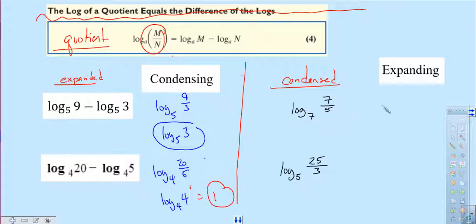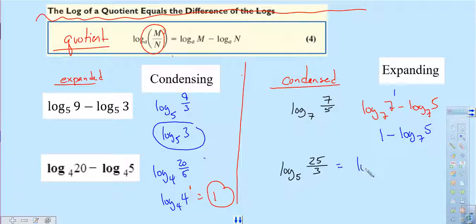If we're pulling apart or expanding and we have division, this becomes 2 logarithms, so log base 7 of 7 minus log base 7 of 5. Well, the second one's done. There's nothing that we can do to it. But on the first one, the base and the argument are the same, so our exponent is our solution. So this is 1 minus log base 7 of 5. So we're evaluating those common logs and we're expanding or condensing.